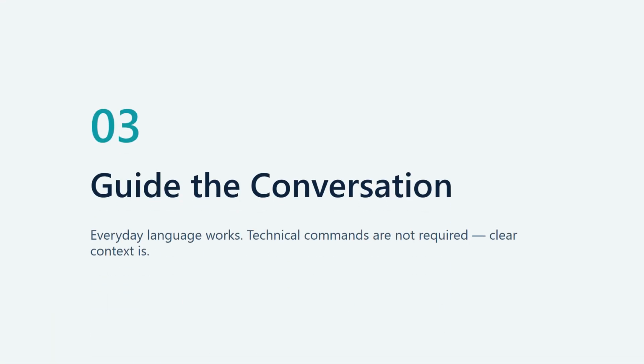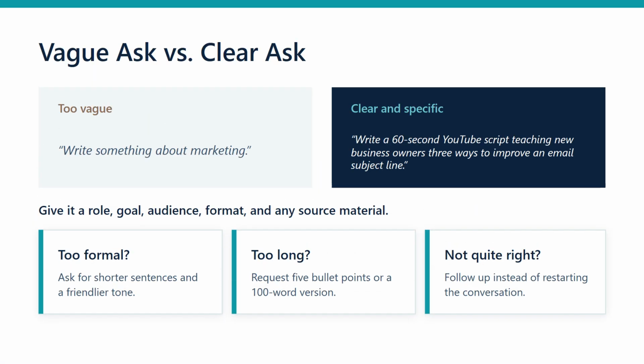Finally, you'll learn how to get useful results through natural back-and-forth conversation. ChatGPT responds to everyday language, so technical commands are not required. Clear context and a specific goal still make a major difference. A vague request like "write something about marketing" gives the model too little direction. A stronger request explains the audience, format, topic, tone, and desired length. For example, ask for a 60-second YouTube script teaching new business owners 3 ways to improve an email subject line.